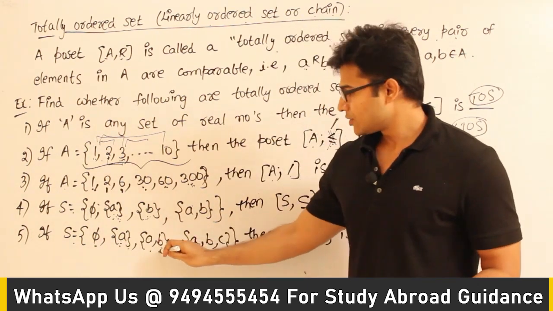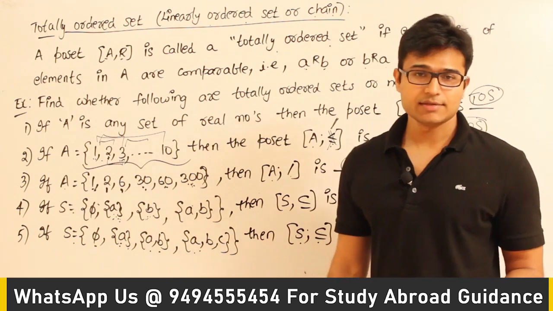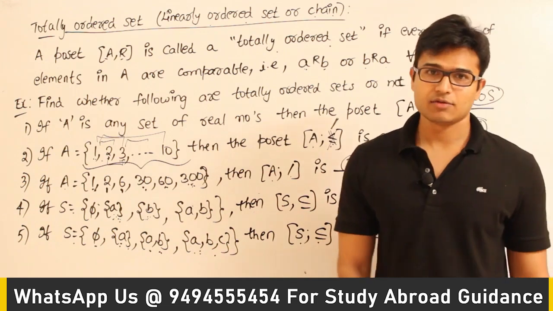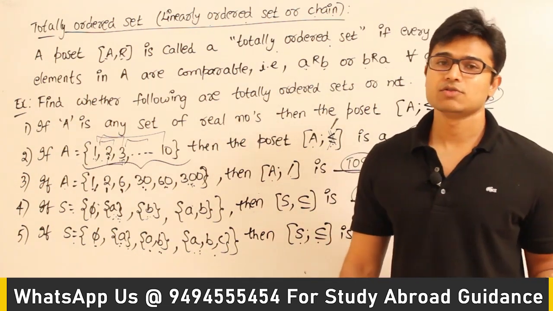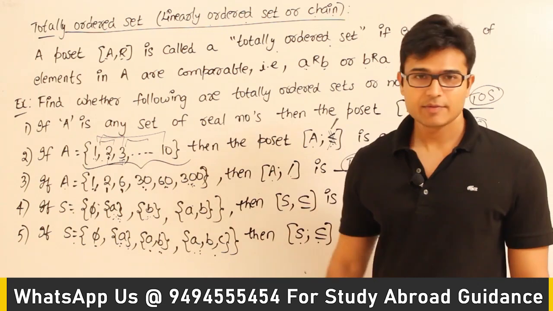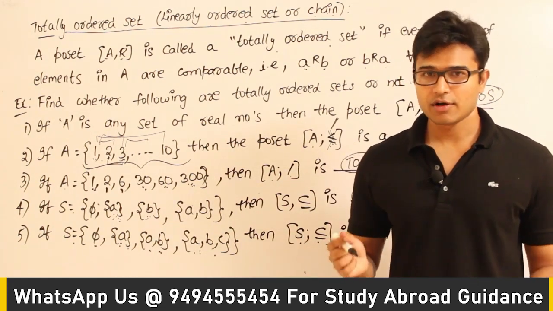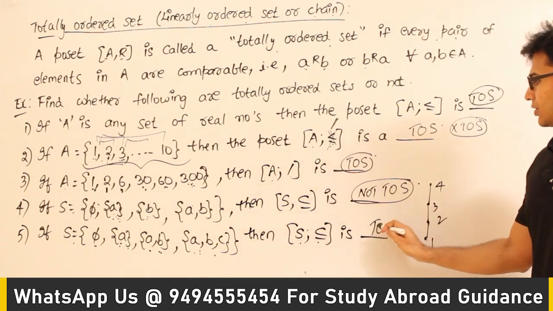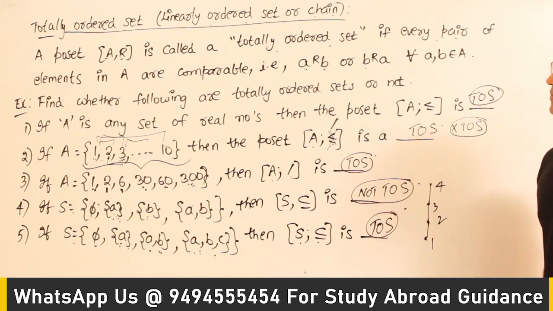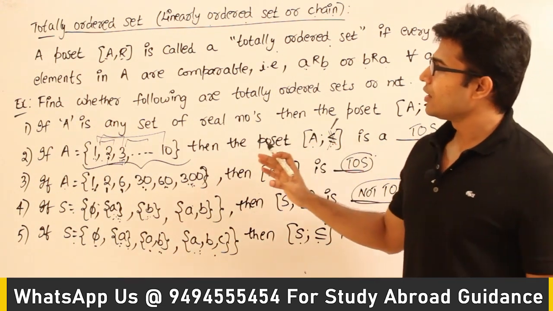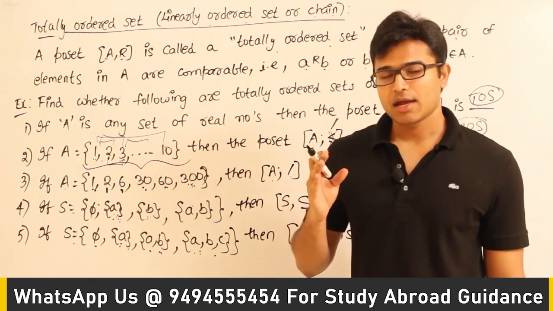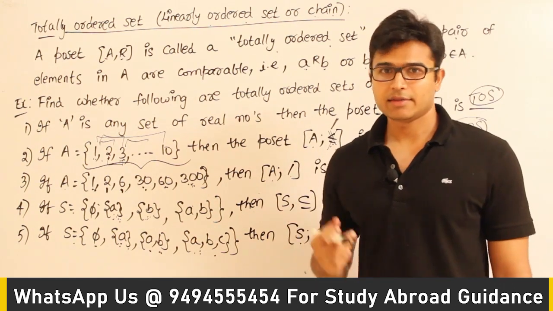Similarly, A is a subset of AB, A is a subset of ABC. Therefore, A is comparable with every other element. And similarly, AB is a subset of ABC. Therefore, it is also comparable with every other element. So, since every element is comparable with every other element, or every pair of elements can be compared, we can say that it is a totally ordered set. Got it? We can see more about this later when I discuss Hasse diagrams. For now, since we are going in a sequence, let's keep this topic here and you just read about it now. Later I'll get back to this.